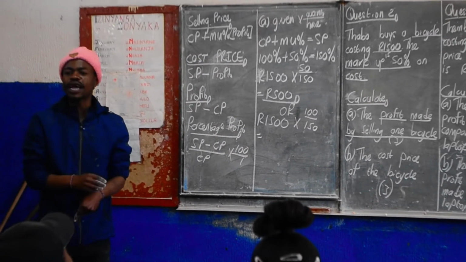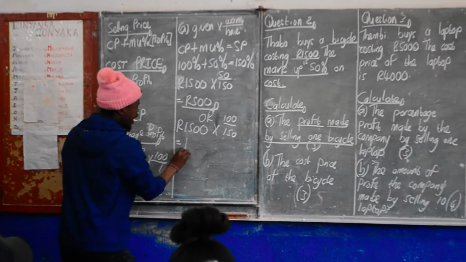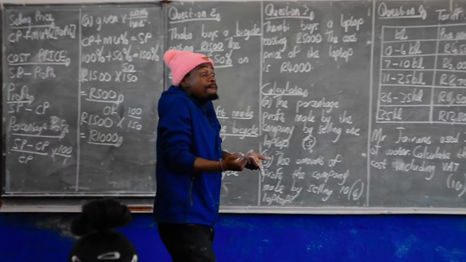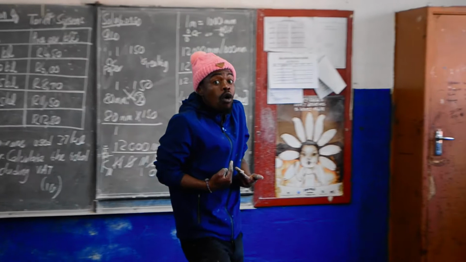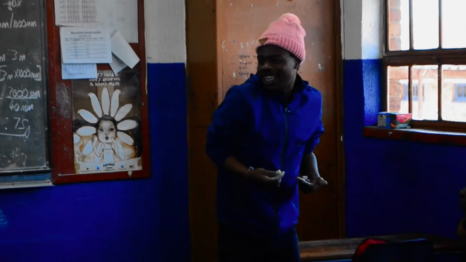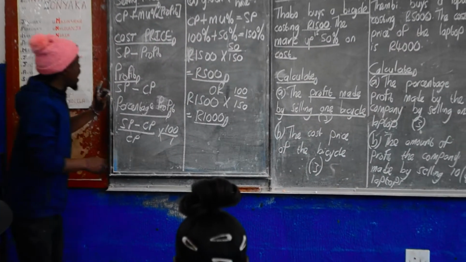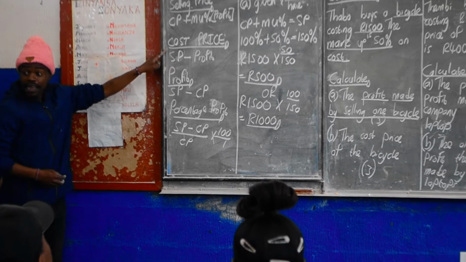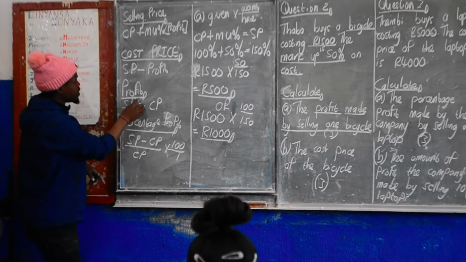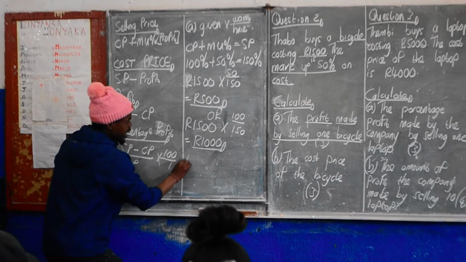Let me get to another question. How much is the cost price here? How much is the cost price? 1,000. The cost price. How much did the company buy the bicycle for? They bought it for 1,000. So now, therefore, remember, how do I determine the profit? I said selling price minus cost price. How much is the selling price there?